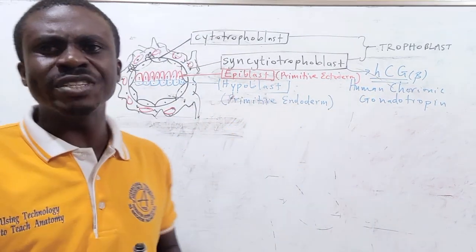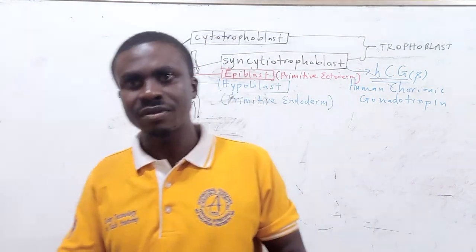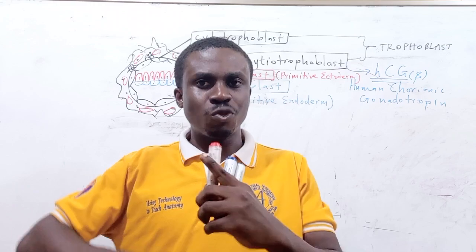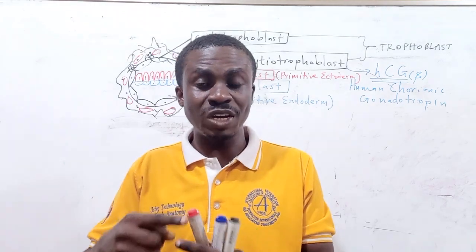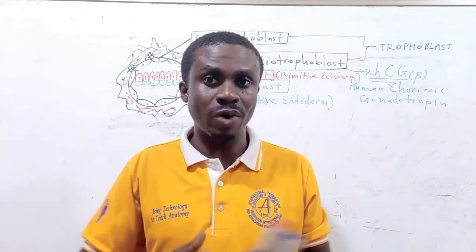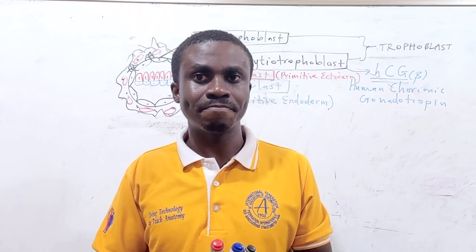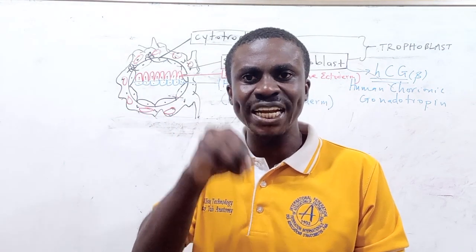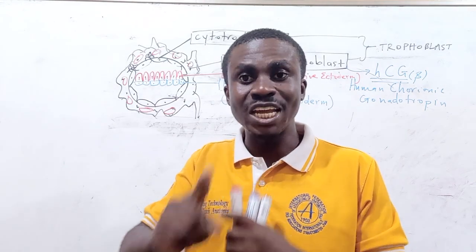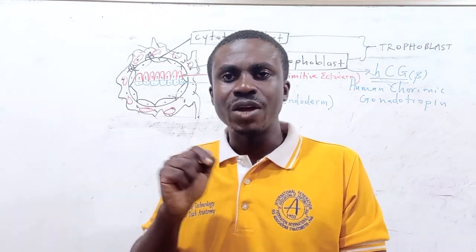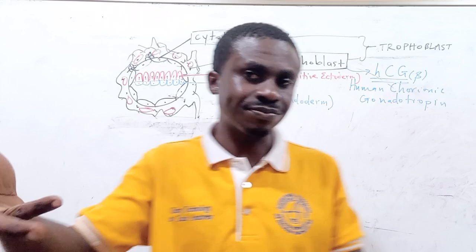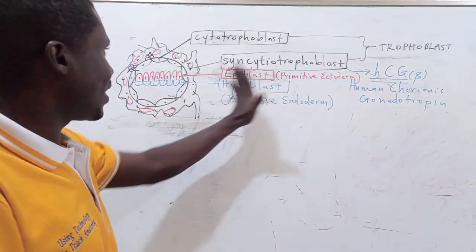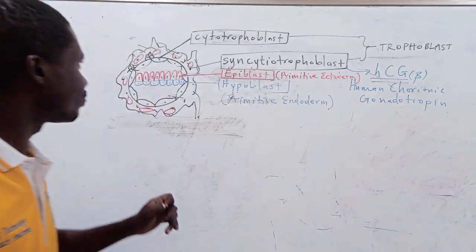Now, whenever I use the word primitive, it means that it is the initial one, an ancient one, which will eventually be replaced with a modern one. So it means that these guys are not definitive. They are not the final endoderm and ectoderm. They will be replaced. That is why we are calling them primitive. So these are the things that I want you to know.